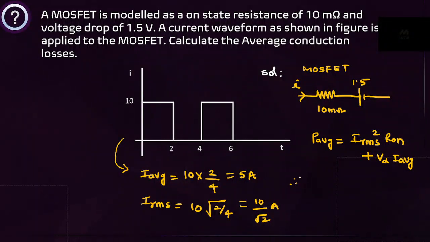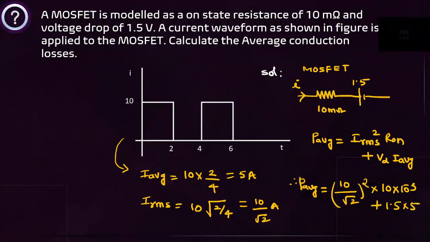Now substitute here: what is the average power loss we can get? I RMS is 10 by root 2, whole square, into the on-state resistance of 10 milliohms, plus VD into I average. I average is 5. Simplifying, 10 by root 2 squared is 100 by 2, into 10 to the power of minus 3 gives 1000 by 2 into 10 to the power of minus 3, that is 0.5. Plus 1.5 into 5, that is 7.5. So 0.5 plus 7.5 is equal to 8 watts.